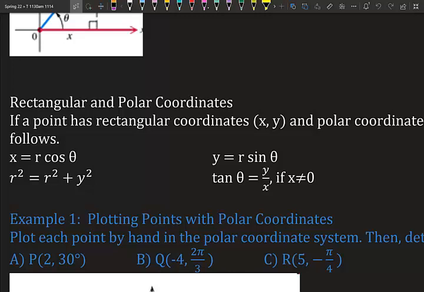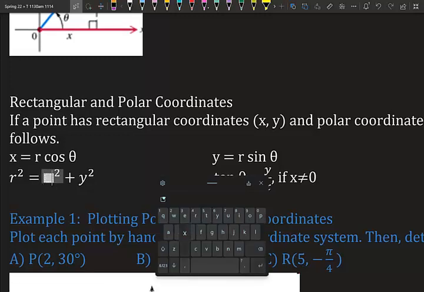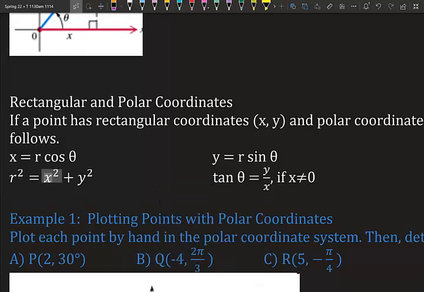Hold on, I think I have a typo here. I was just double checking. That is a typo, sorry. I knew that. Alright, r squared is x squared plus y squared. And then tangent theta, that's the same thing. It's y over x. That doesn't change.